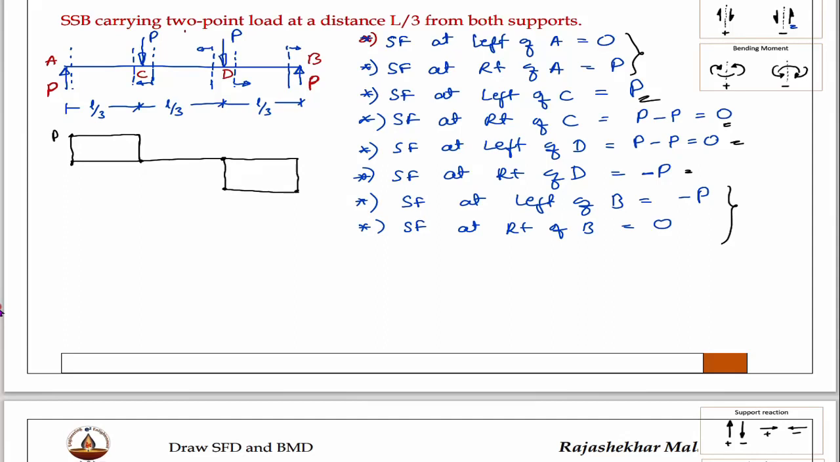you can calculate, that is 0 only. This is positive, this is negative. This is the shear force diagram. Then after that we'll draw the bending moment diagram.